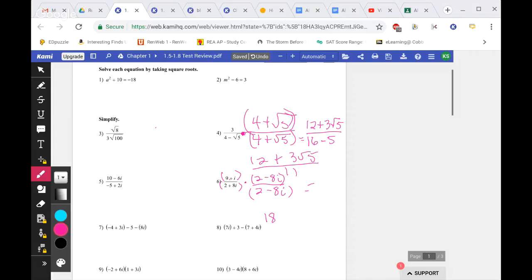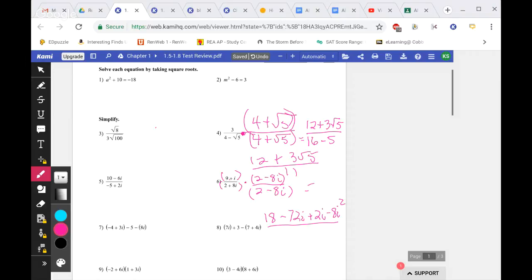9 times 2 is 18. And then 9 times negative 8i is negative 72i. And i times 2 is 2i. And a positive i times a negative 8i is negative 8i squared.